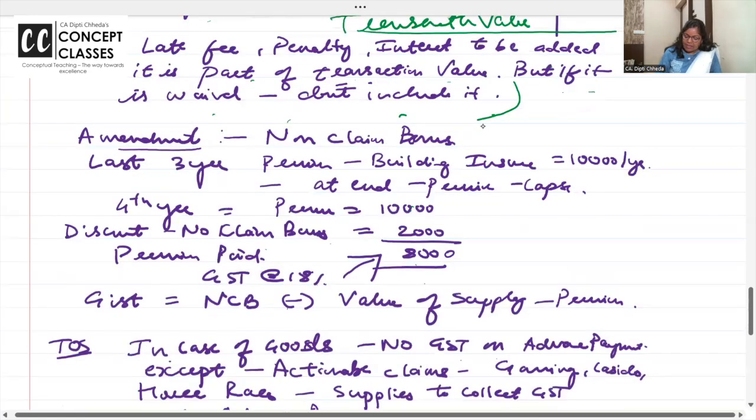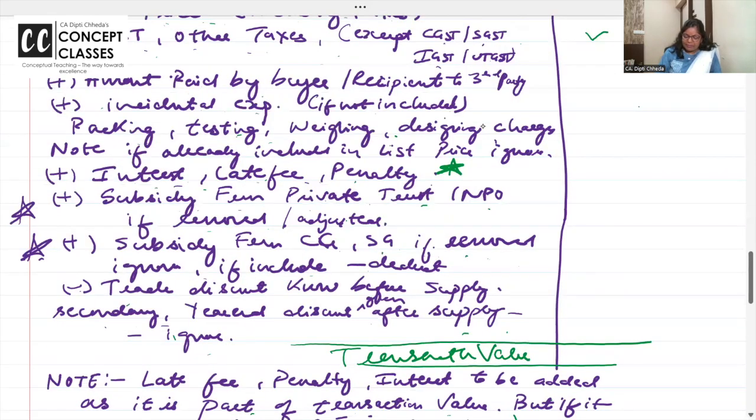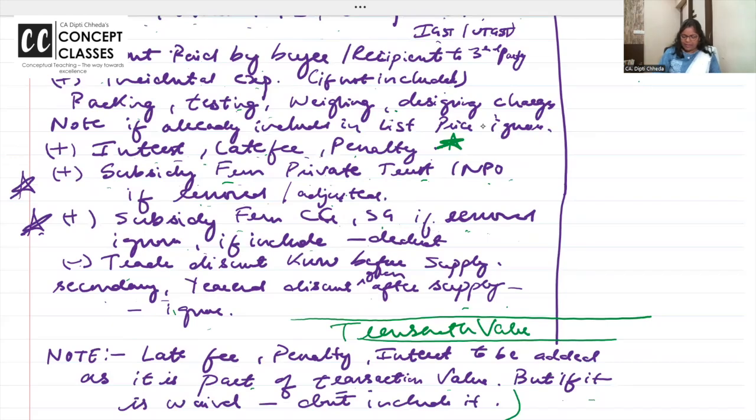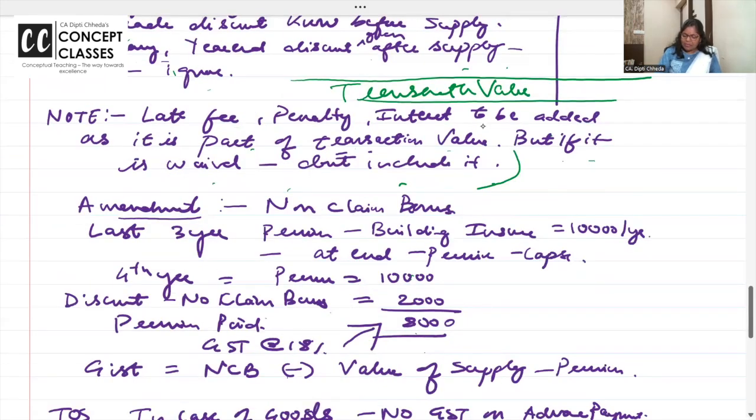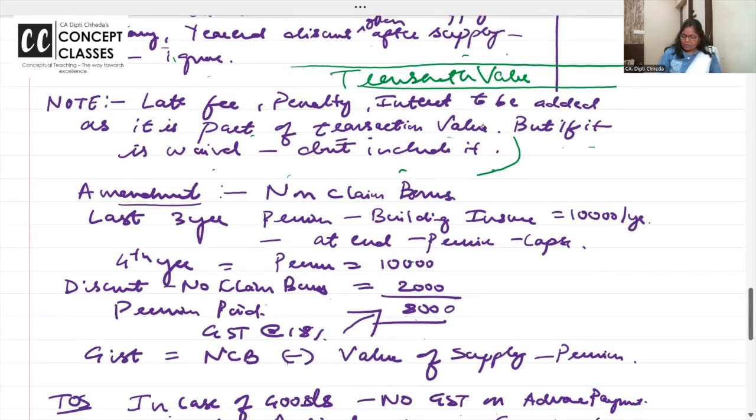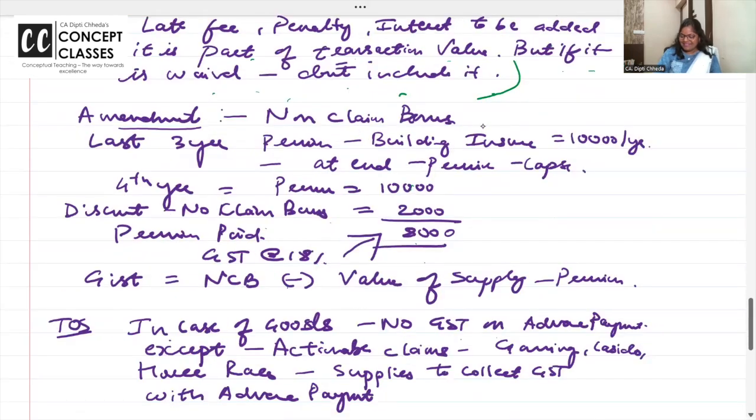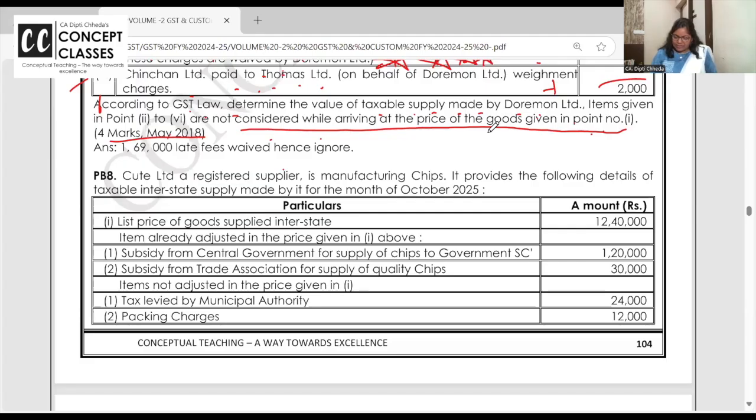Please check this. Subsidy from a private trust, NPO, Ram trust and all, if removed or adjusted, add back. But subsidy from central government and all, if removed, already ignore. If included, then deduct. Okay? Same for late fees, because it was waived, don't include it. Easy? Next one now. These are very simple questions.